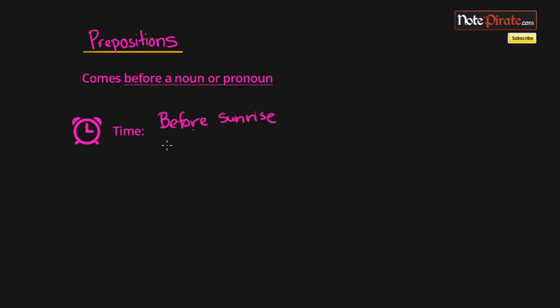You might write until the end. Now here, before and until are your prepositions, and they're expressing this relationship in time. Prepositions can also express a relationship in space. For example, you might write across the field. I ran across the field. It's showing this relationship in space.